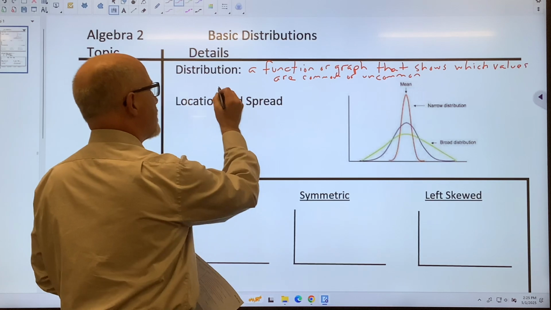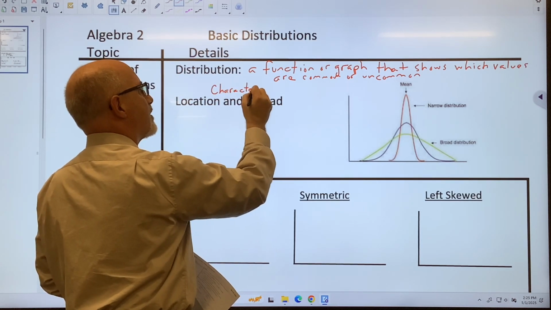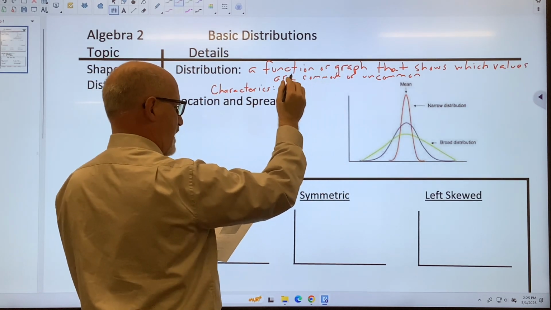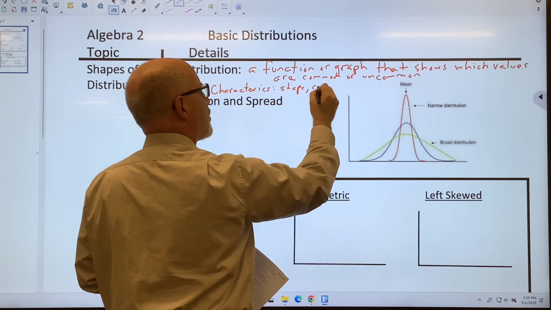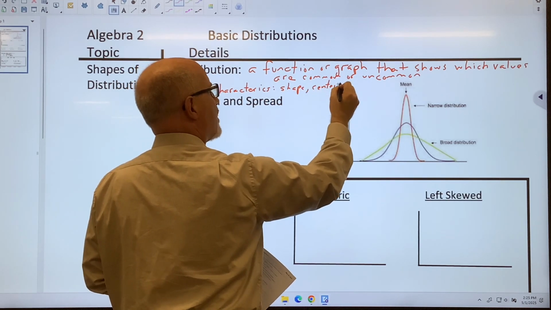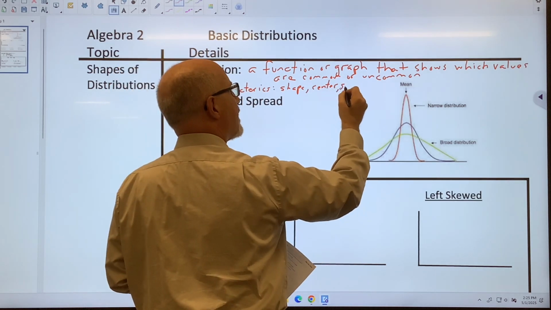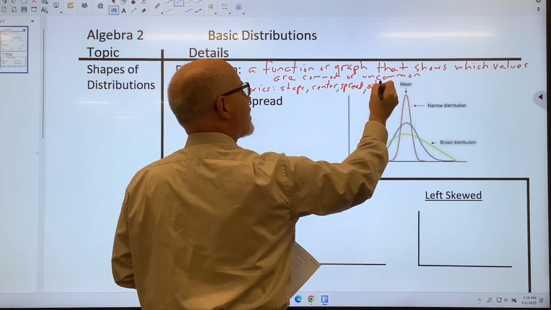So the characteristics of a distribution that we're going to look at are the shape, the center, which will give us the location of where the graph is, the spread, and the outliers.